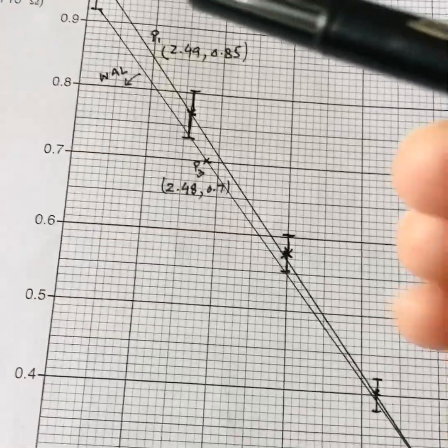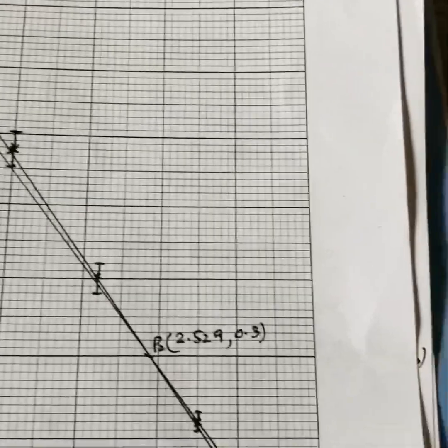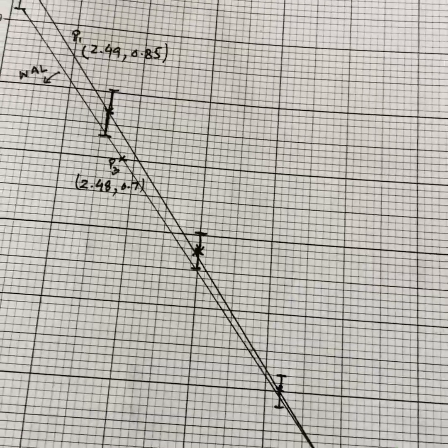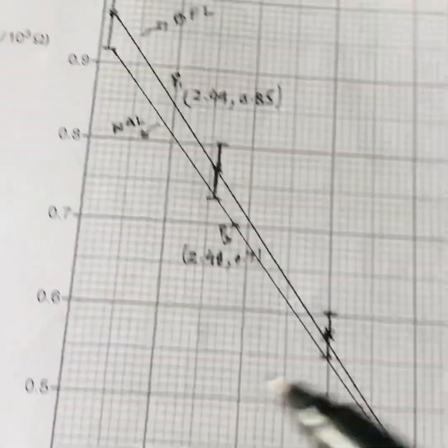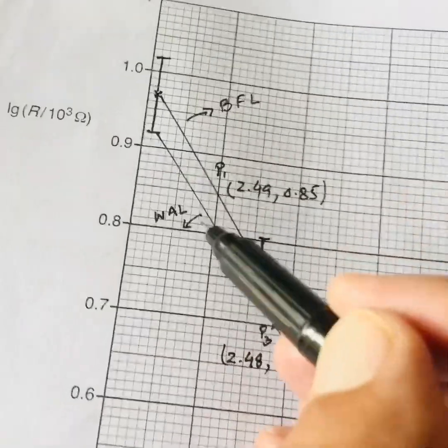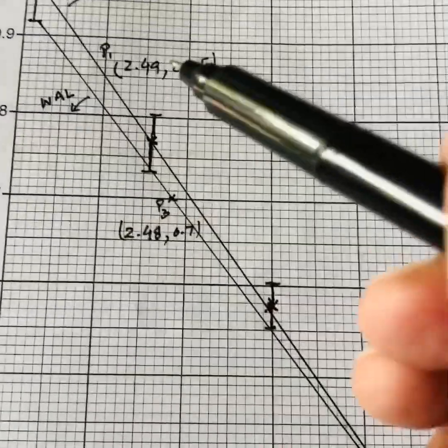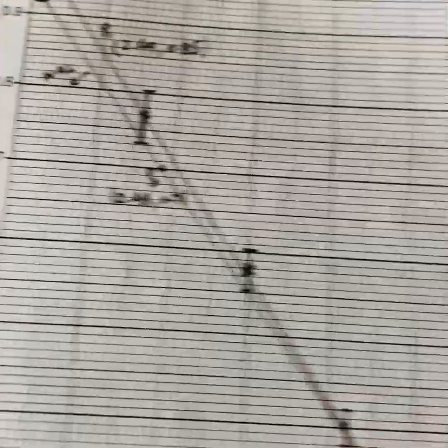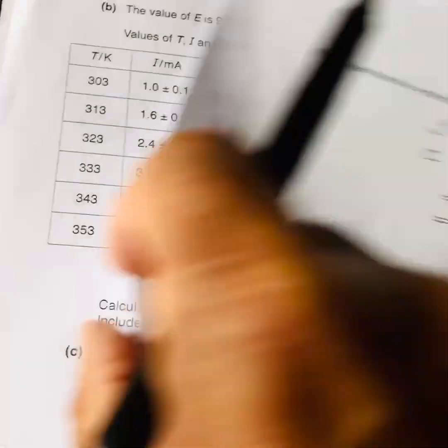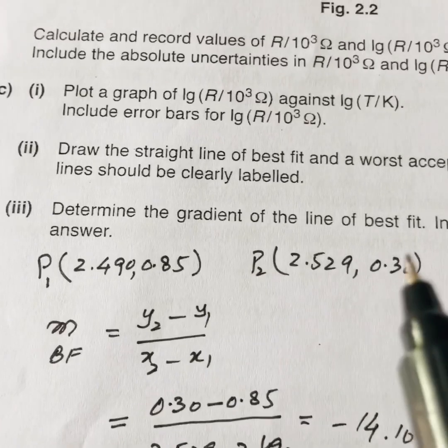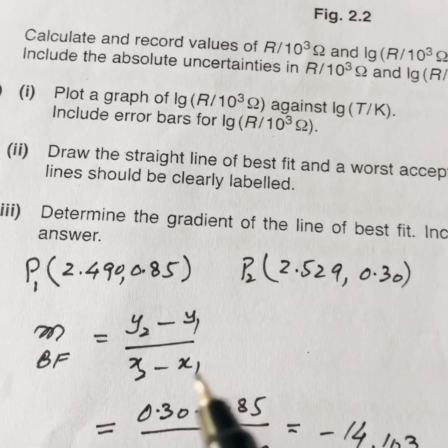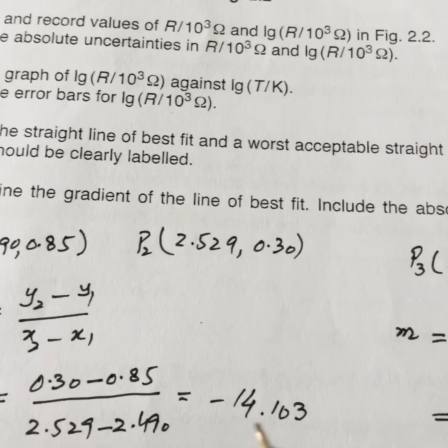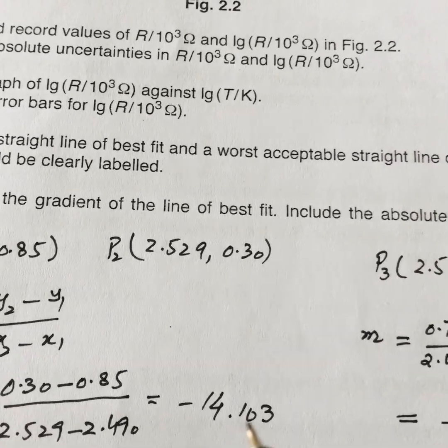And then either the bottom of the last to the top of the first, these 2 points are joined for the worst fit line. Then you have to label both lines. Look, this is the best fit line and this is the worst acceptable line. Select 2 points for the best fit and 2 points for the worst fit and calculate the gradient. The gradient for the best fit line is y2 minus y1 over x2 minus x1. So after calculation, it's coming minus 14.3, minus 14.103.